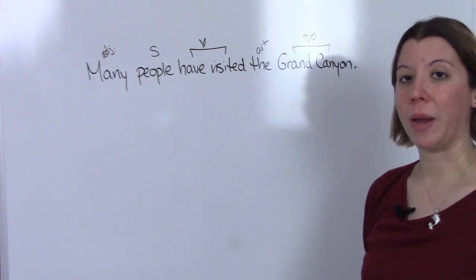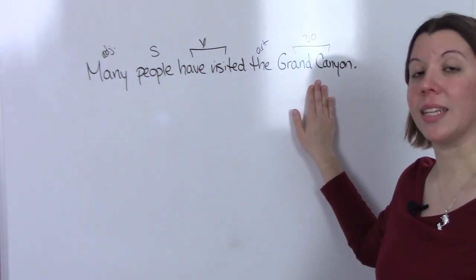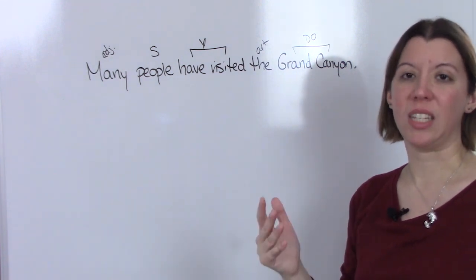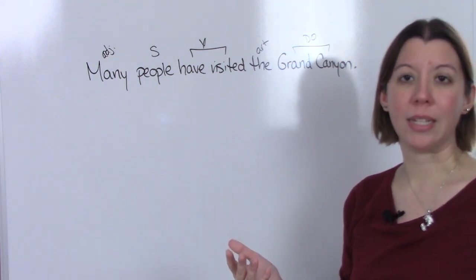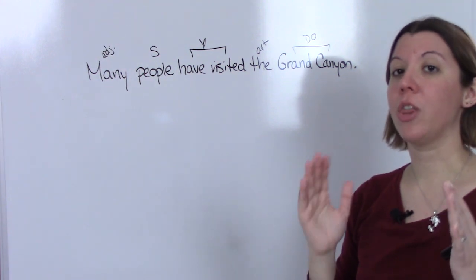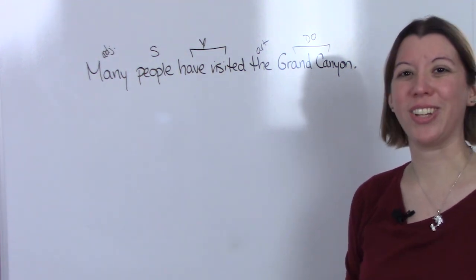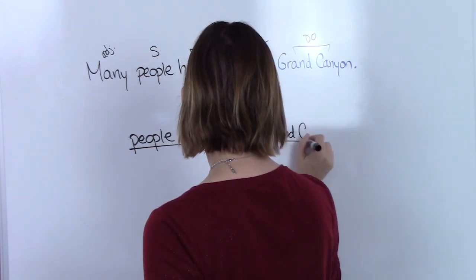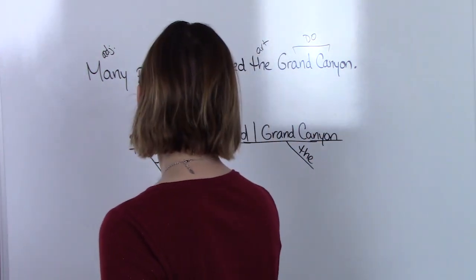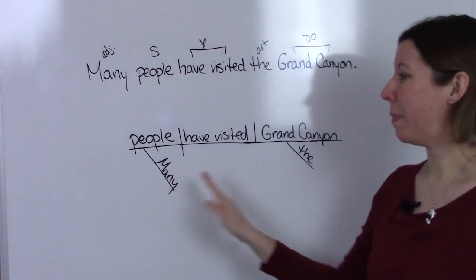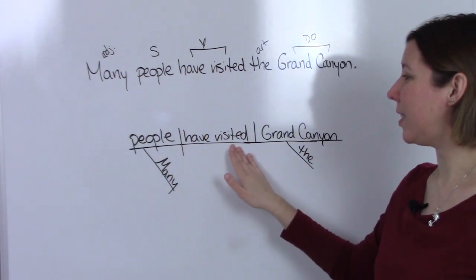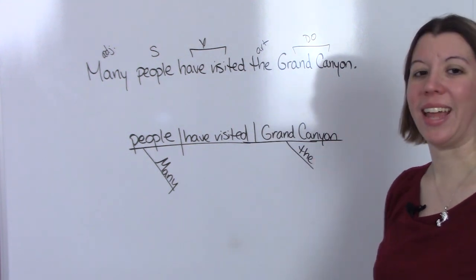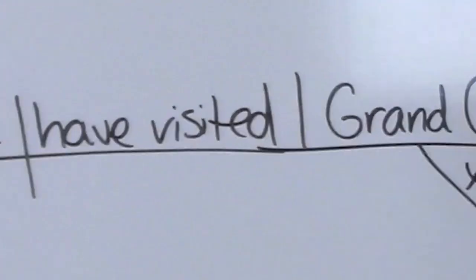Now when I diagram, I keep Grand Canyon on the same line because that whole thing is its name. I'm not saying it's a canyon and it also happens to be grand. It has a full name of the Grand Canyon. Take a look. Here it is. Many people have visited, vertical line, the Grand Canyon. Let me show you one more.